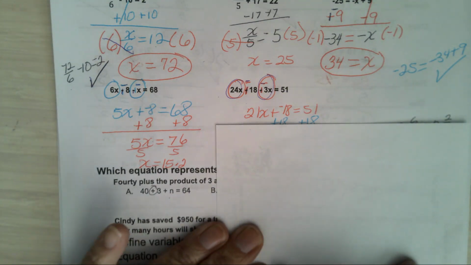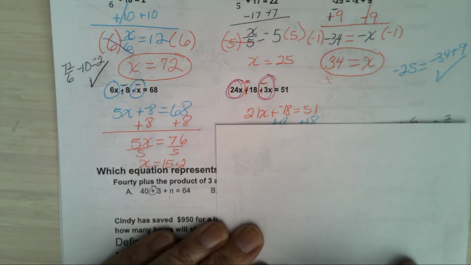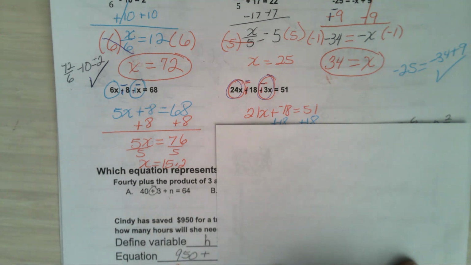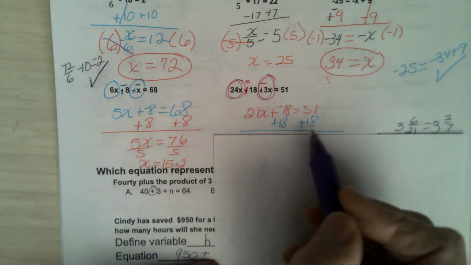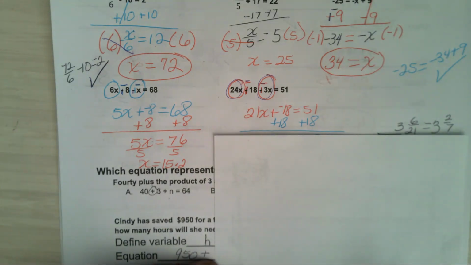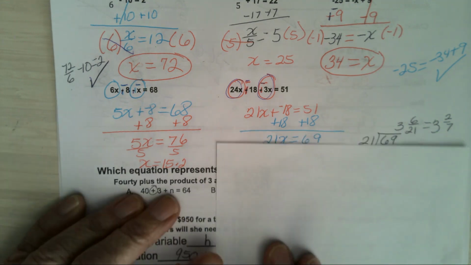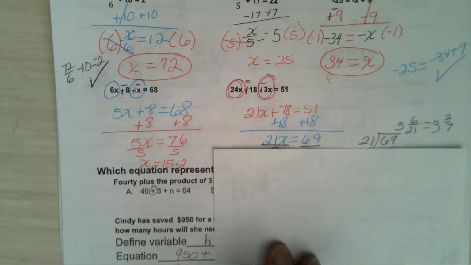Now, we have to get rid of a negative 18. What will make a negative 18 disappear? Jack? Positivity. That's right. So we add a positive 18 to both sides. You now have 21x equals 69.